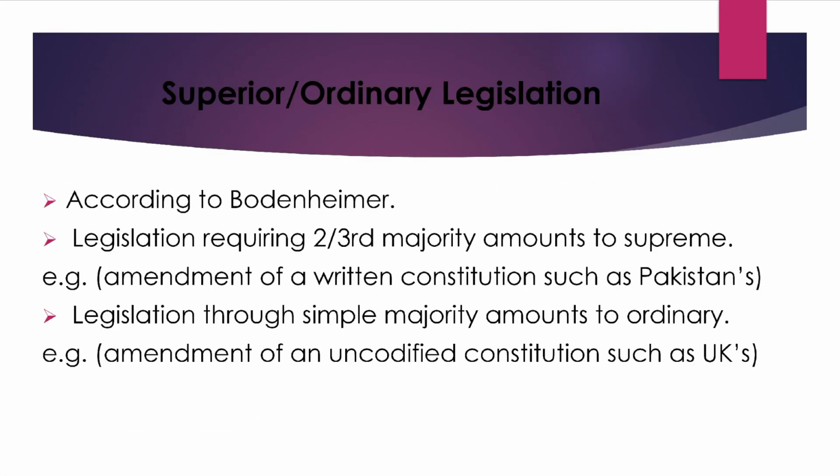According to Bodenheimer, legislation requiring a two-thirds majority amounts to supreme legislation. E.g., amendment of a written constitution such as Pakistan's. Legislation through simple majority amounts to ordinary legislation. E.g., amendment of an uncodified constitution such as the UK's.